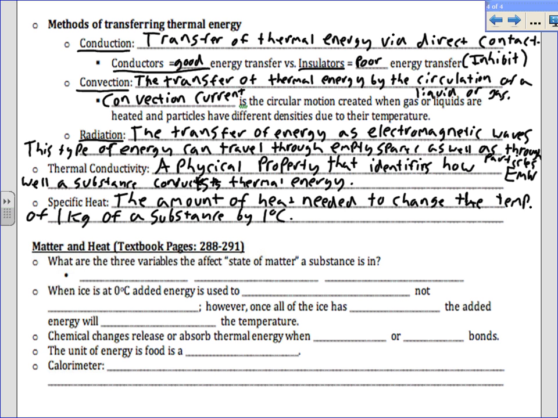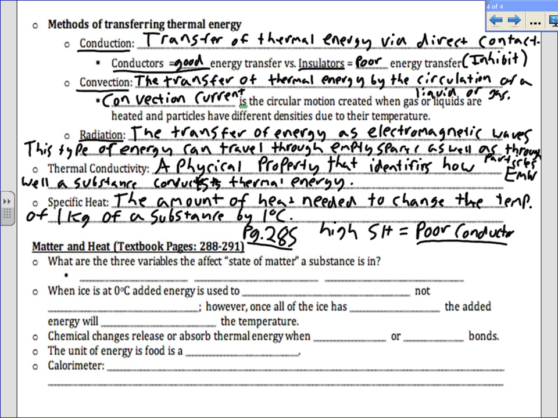Okay? And a high specific heat would equal a poor conductor. And a table of all the specific heats can be found on page 285. Okay? And there you'll see that water has a very high specific heat. And that's because water is a poor conductor, believe it or not. The only reason it conducts electricity so well is because of all the particles usually found in water. But water has a very high specific heat.